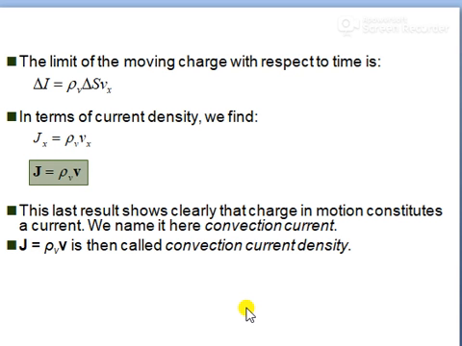This last result shows clearly that charge in motion constitutes a current. So we name it a convection current. Therefore J is equal to rho v into V is called the convection current density. So this is the relationship we have developed between J and rho v, by considering the incremental distances, right?